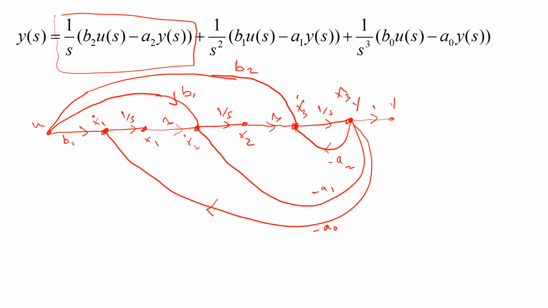Now, let me construct the state space. So what's x1 dot equal to? It's minus A naught x3, do you agree? This is x3. Yes. Plus B naught U. Yes, correct. Okay, how about x2 dot?